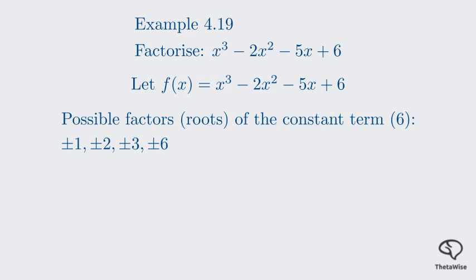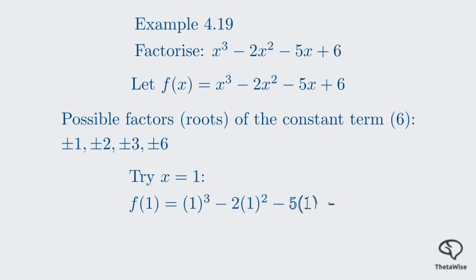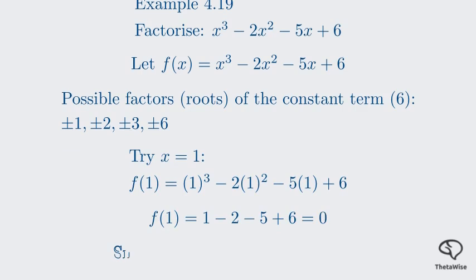The example suggests we try x equals 1. Let's test x equals 1. We substitute 1 into our function. That's 1 cubed minus 2 times 1 squared minus 5 times 1 plus 6. This simplifies to 1 minus 2 minus 5 plus 6, which equals 7 minus 7, or 0. Since f of 1 equals 0, we have found a root. The factor theorem confirms that x minus 1 is a factor of our polynomial. This is our divisor for the next step.